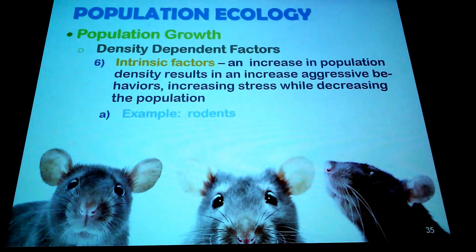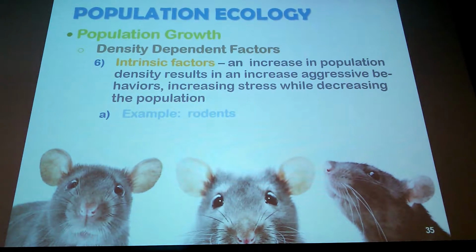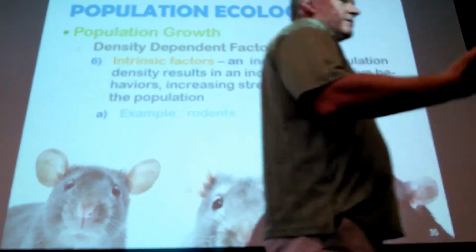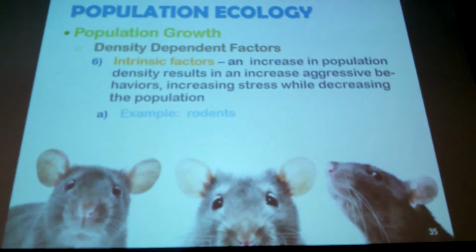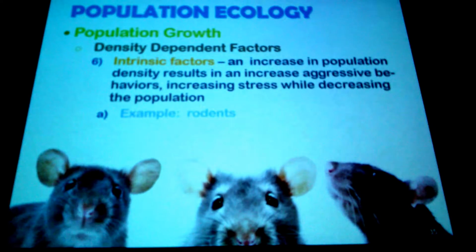Intrinsic factors. Yeah, I had a little bit of fun with rats. An increase in population density results in an increase in aggressive behaviors, increasing stress while decreasing the population. Rodents are good for this. Rodents can breed like rodents. Population takes off. And yes, there is an upper limit when the population gets too dense.